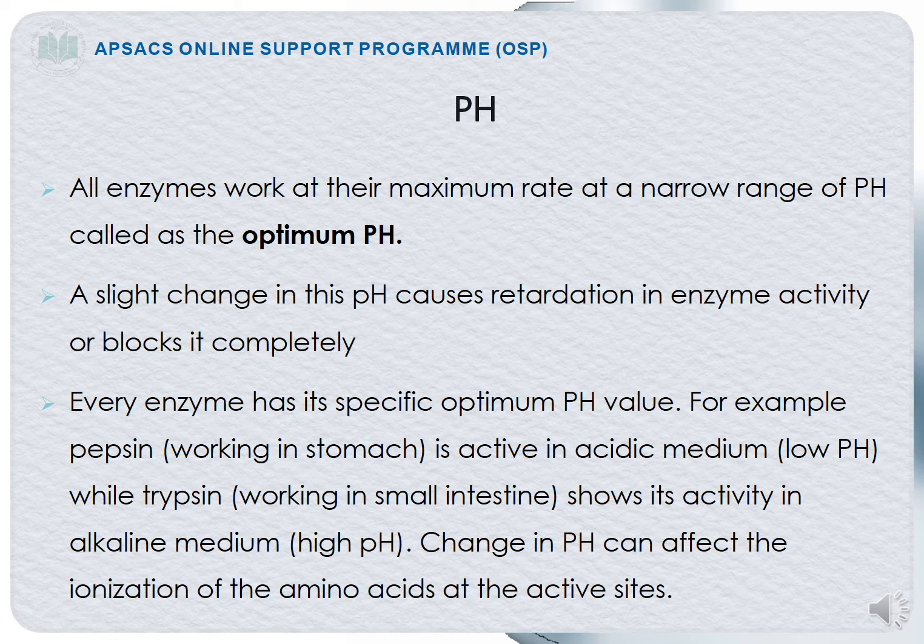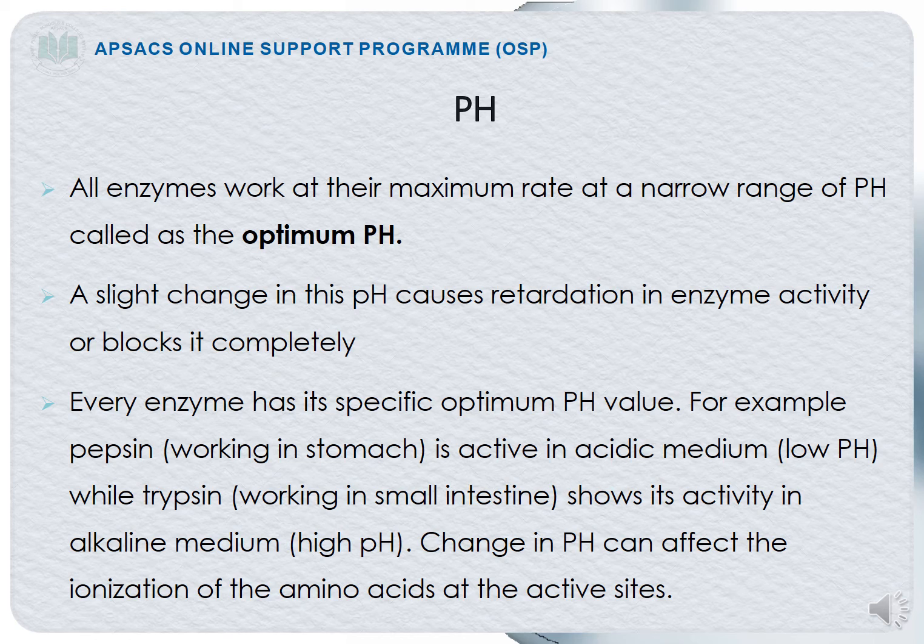Come towards the pH. Now you all know that pH is the power of the hydrogen ion. You know it very well. All the enzymes work at their maximum rate at a narrow range of pH called the optimum pH. All of the enzymes have their own pH. Some enzymes work at a higher pH level, some enzymes work at a lower pH level, right? We will be discussing some examples. A slight change in this pH causes retardation in enzyme activity or blocks it completely. So if you increase or decrease the pH level, it can retard the enzyme activity, or it can completely block that activity, right?